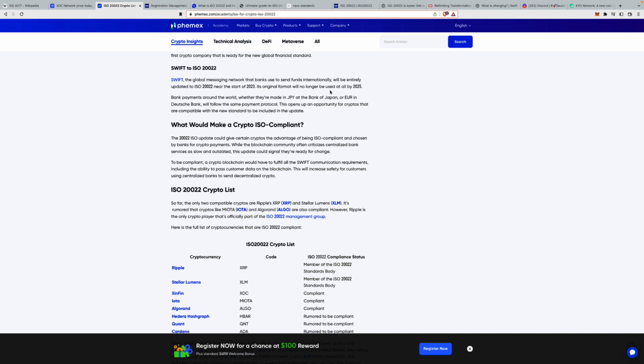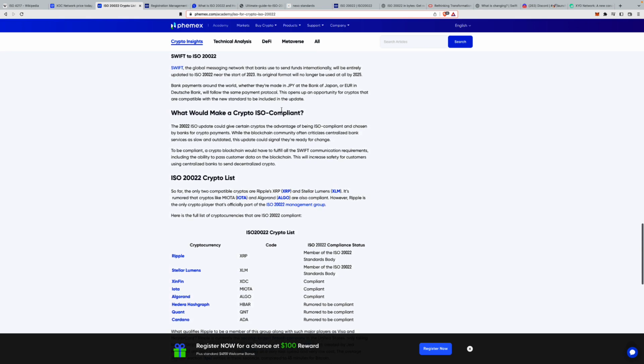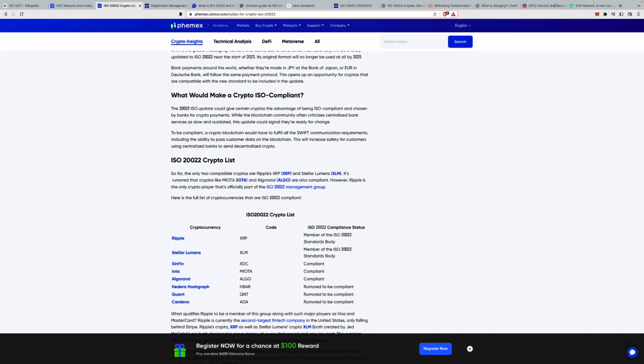Banks around the world, whether they're made in Japan, JPY at the Bank of Japan, or EUR at the Dutch Bank, will follow the same payment protocol, and this opens up an opportunity for cryptos that are compatible with the new standard to be included in the update. What would make a crypto ISO compliant? The ISO update could give certain cryptos the advantage of being ISO compliant and chosen by banks for crypto payments.